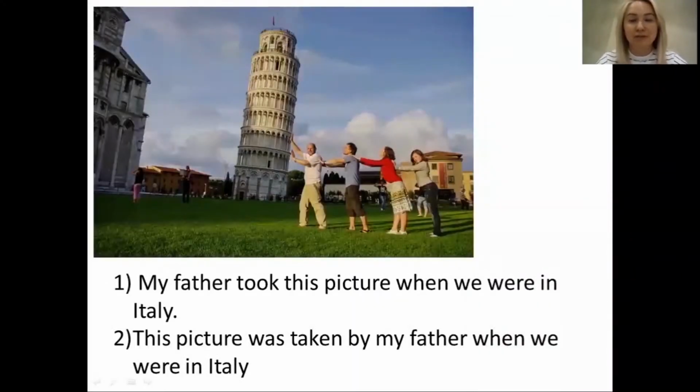Look at this picture. What can you see? By the way, every time when you look at the picture in any English lesson, try to give a brief description of it. This skill will be very useful in any exam. So again, what can you see in this picture? In this picture, for example, I can see a family posing for a photo.